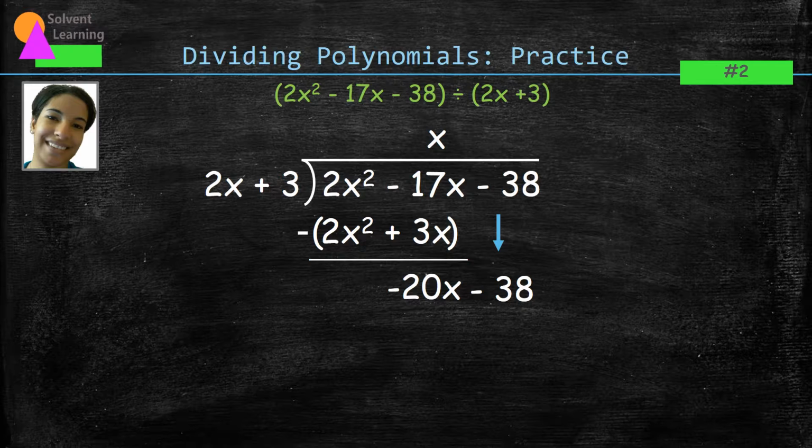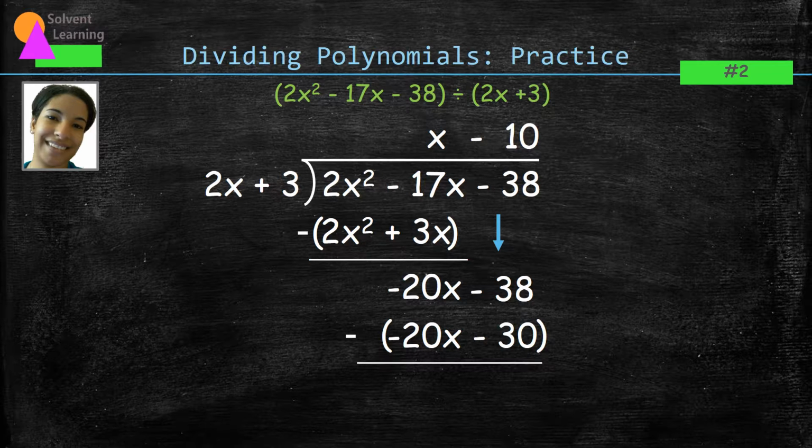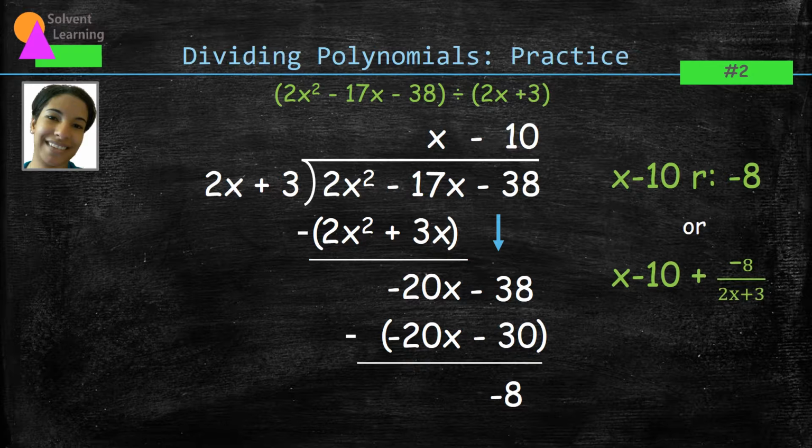We divide negative 20x by 2x, that gives us negative 10, and multiply the negative 10 times the divisor, 2x plus 3. That gives us negative 20x minus 30. Subtract that, and we're left with negative 8. Our final solution can be written as x minus 10 with a remainder of negative 8, or x minus 10 plus negative 8 over 2x plus 3.